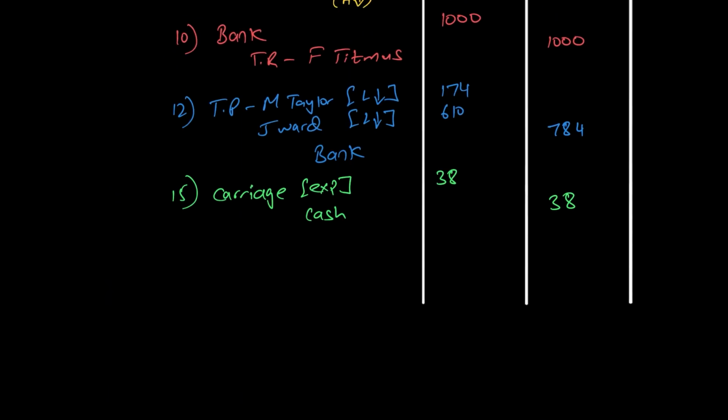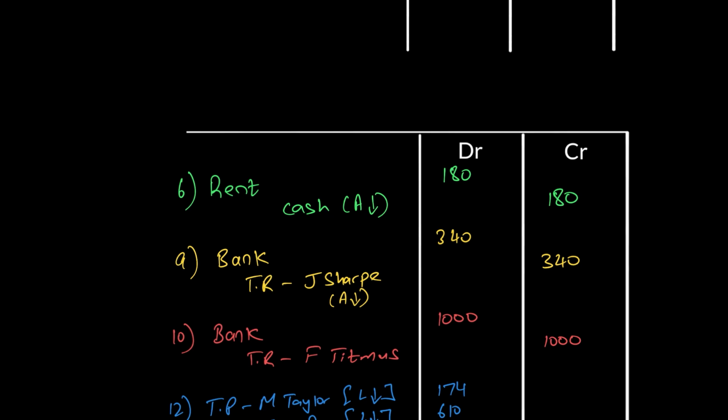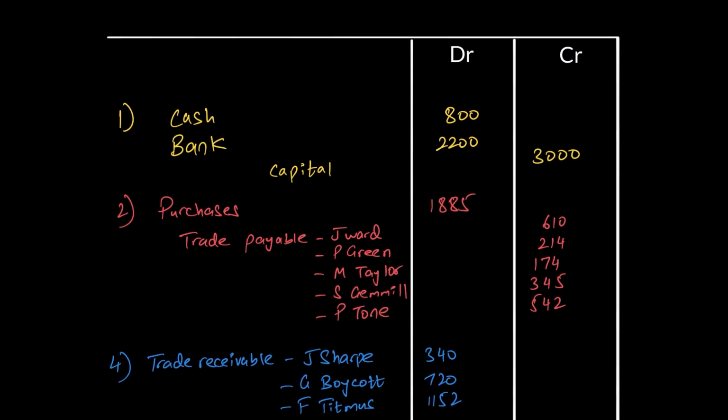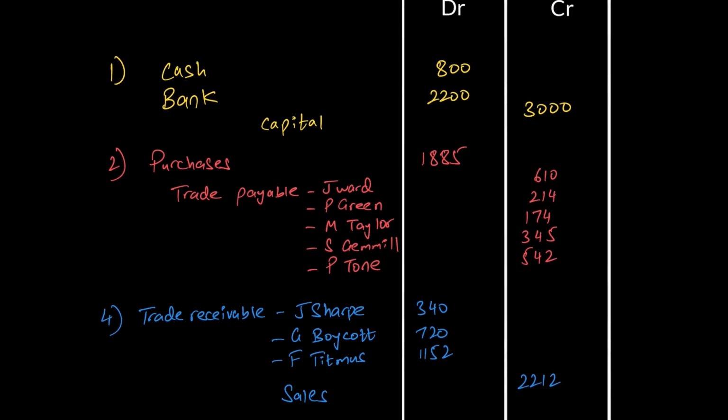So if I can highlight my trade receivables, going back. Yeah, so we started off from here. If I talk about trade receivables, I can see there is one trade receivable called J Sharp. I can highlight this one. There's another trade receivable called G Boycott. Then there's another trade receivable called F Titmus. So I have highlighted 3 trade receivables over here.